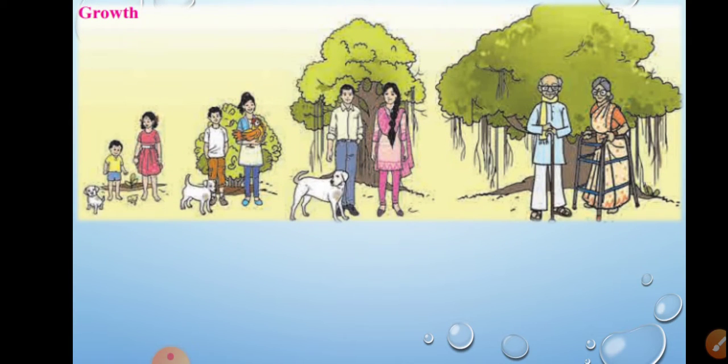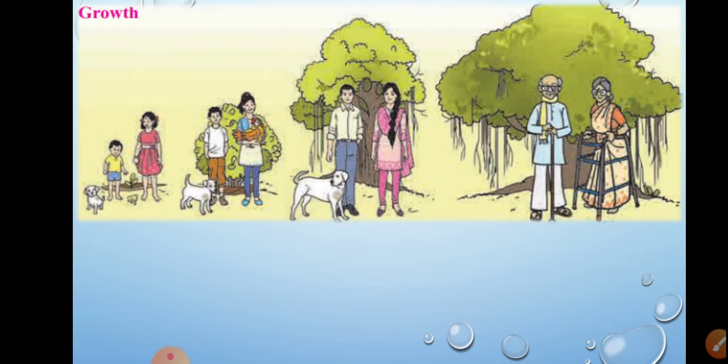So here, observe this picture. The first characteristic is growth. This picture shows the gradual change in the growth of a plant and an animal simultaneously. Here a baby grows up to become an adult, a woman or a man. At the same time the picture also depicts the growth of a plant and an animal, that is a dog. During the period of growth, the body gains height, weight and strength.